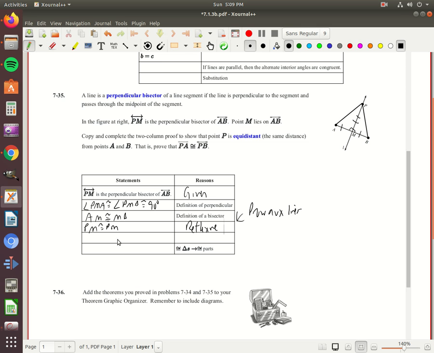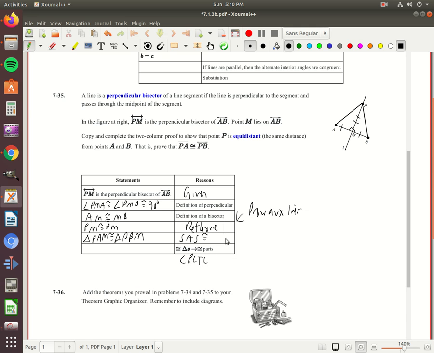There we go. And now I'm going to say these triangles are congruent. So I will say triangle PAM is congruent to triangle PBM. And I know that's true because of side angle side. And then this is a fancy way of saying CPCTC: congruent triangles have congruent parts, or corresponding parts of congruent triangles are congruent.